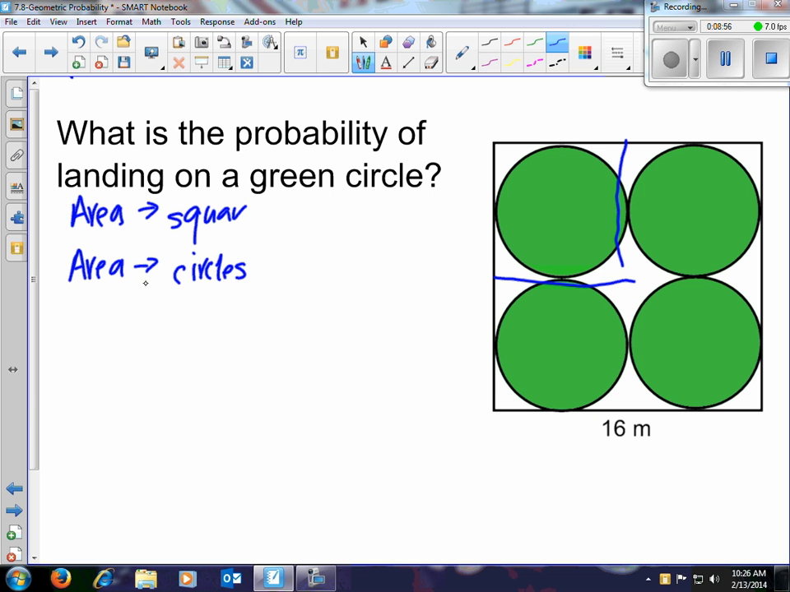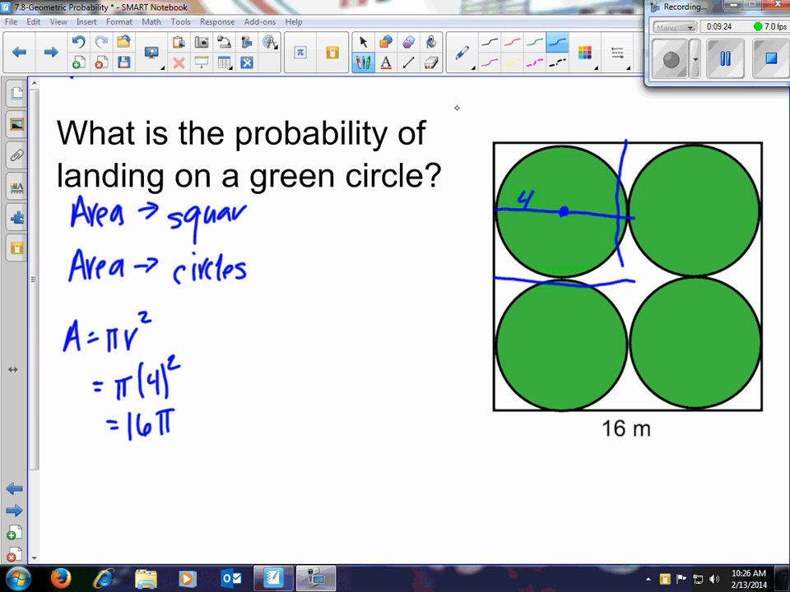The first thing I need to do is find the area of the circle, the first circle. So I have area equals pi r squared. So now, if my whole length here is 16, then that means my diameter of one circle is 8, which means my radius has to be 4. So my area of one circle is pi times 4 squared, which is equal to 16 pi. Now, there's 4 circles, so I'm going to have to multiply this times 4. So I'm going to get 64 pi meters squared for my green circles.